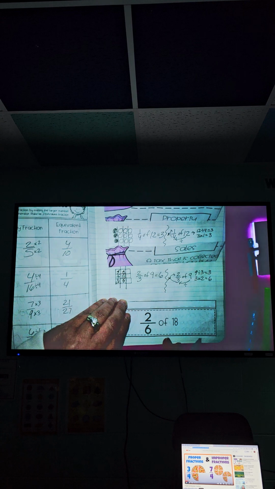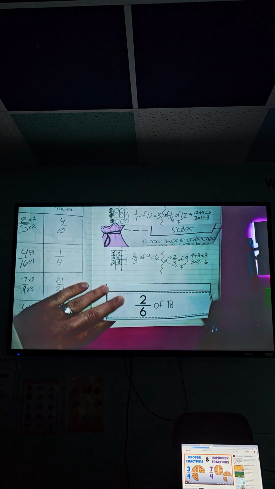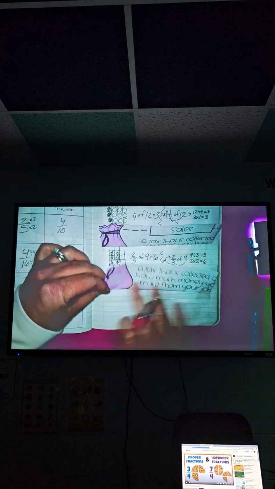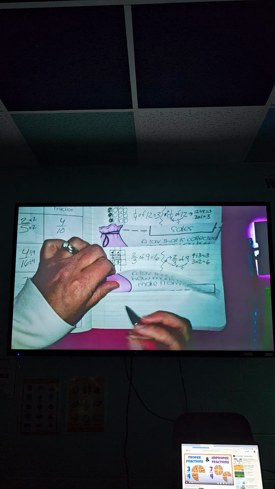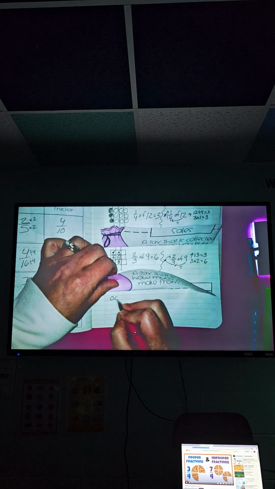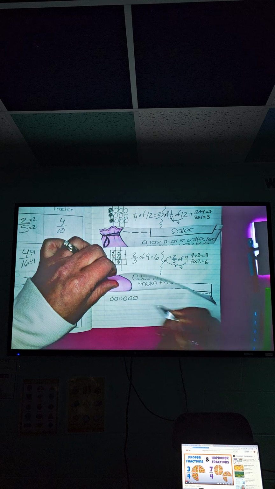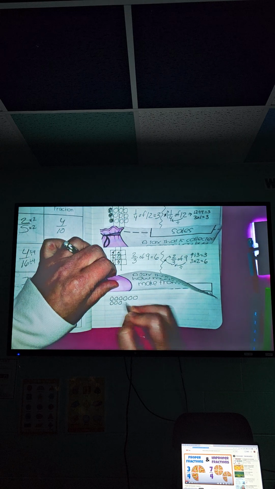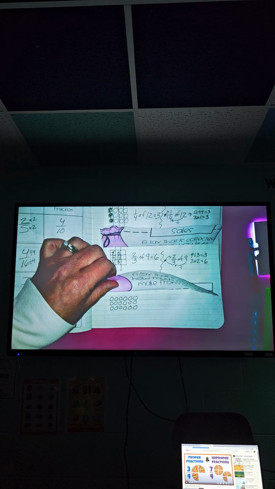Pause the video if you need more time. And write quickly, but legible. 2/6 of 18. So 18, and it's being divided into 6. So 1, 2, 3, 4, 5, 6. Circles are just easier to do. 7, 8, 9, 10, 11, 12, 13, 14, 15, 16, 17, 18.